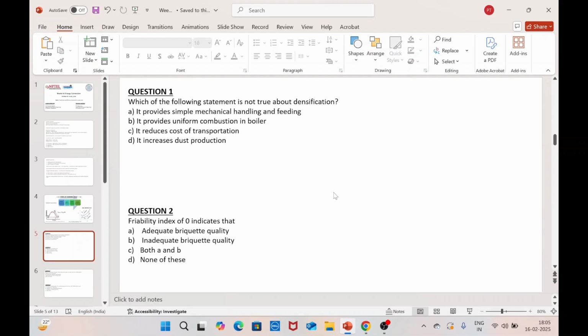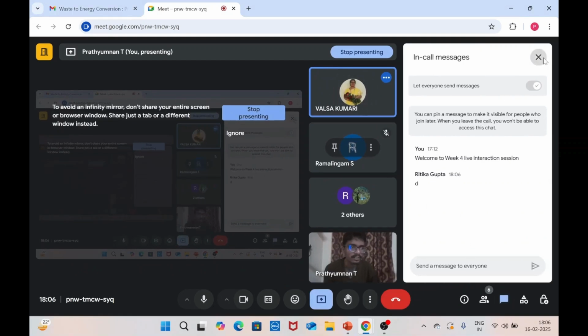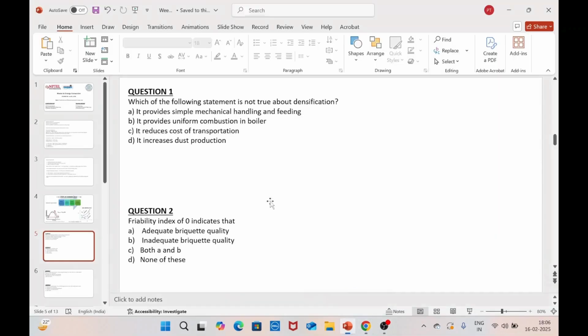Meanwhile, question one, I hope you'll be able to tell the answer. Which of the following statements is not true about densification? Do you have any doubts with respect to what we have discussed before that? So we have answered. But apart from that, any doubts? Whatever we have discussed till now, Rankine cycle, Brayton cycle.